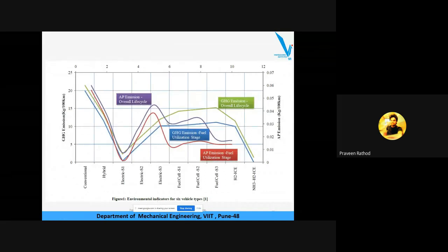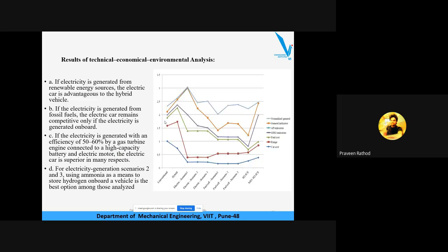So this is an environmental indicator for six types of vehicle: conventional, hybrid, electric, S1, S2, S3, fuel cell, S1, S2, S3, hydrogen IC engine and ammonia hydrogen IC engine. According to these values, this graph has been plotted. If you see the results of technical, economical, and environmental analysis, we have drawn the same for those different types of vehicle. The colors are indicated over here.